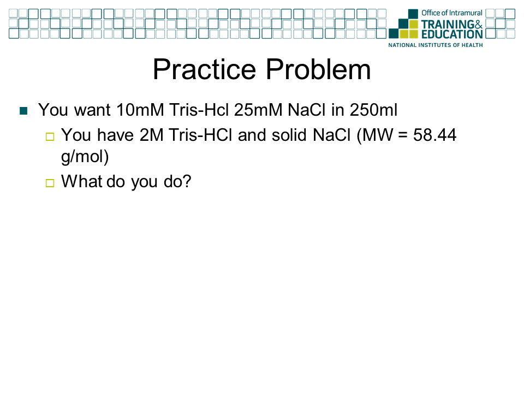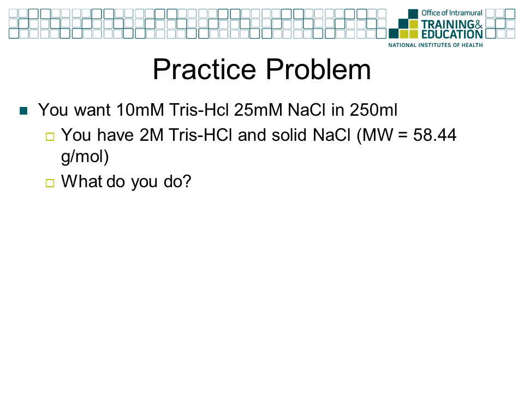So let's start by working with some familiar compounds. What we want for a final solution is 10 millimolar tris HCl, 25 millimolar NaCl, and a total volume of 250 milliliters. You're starting with a 2 molar stock solution of tris HCl and solid NaCl with a molecular weight of 58.44 grams per mole. So, how much of what are you going to use to make this solution?